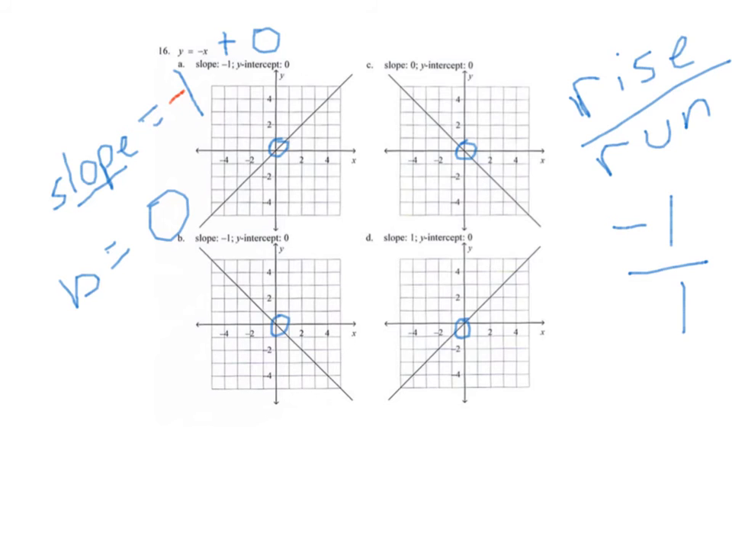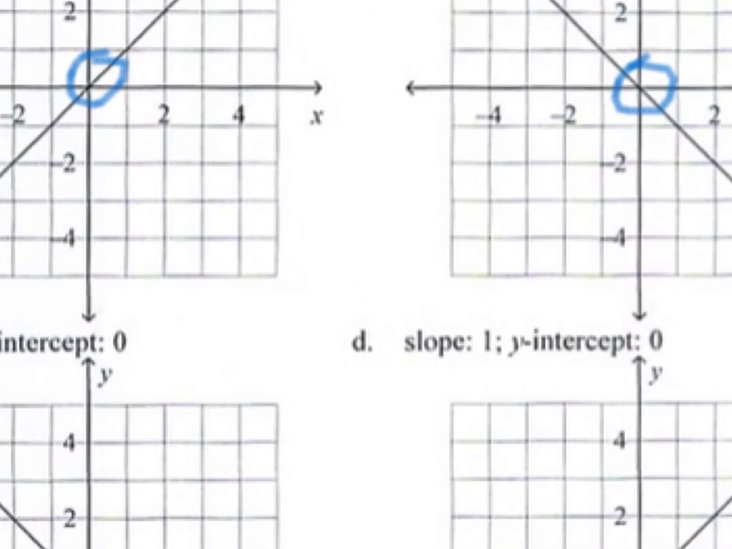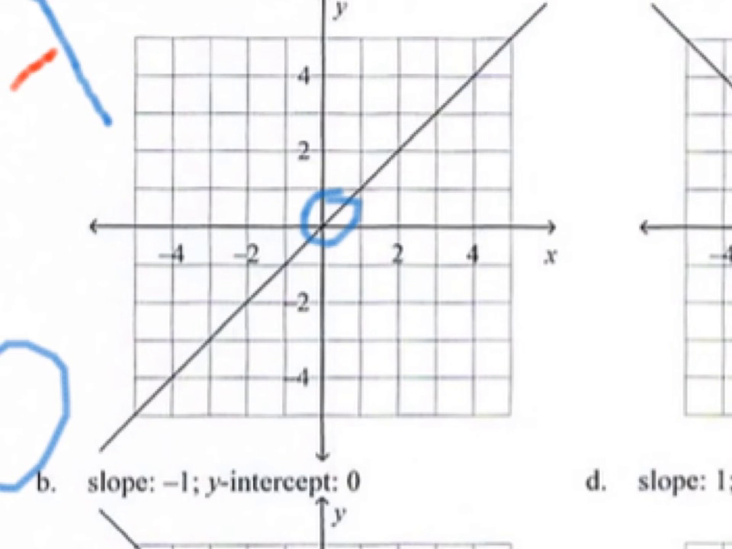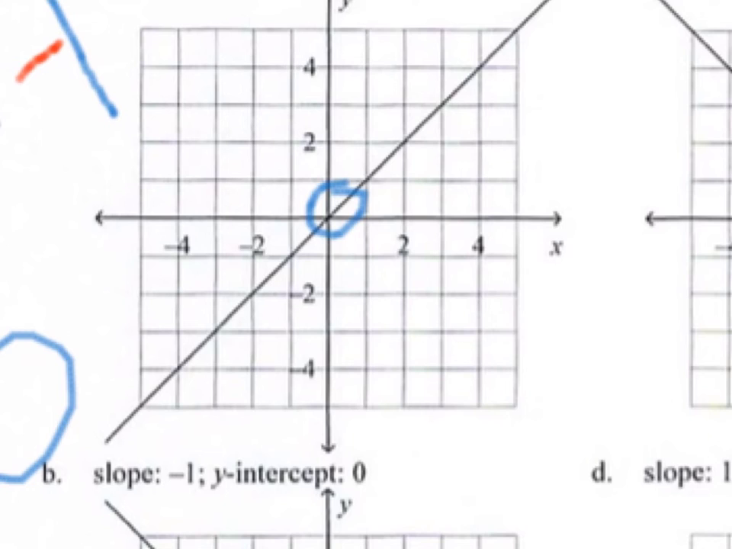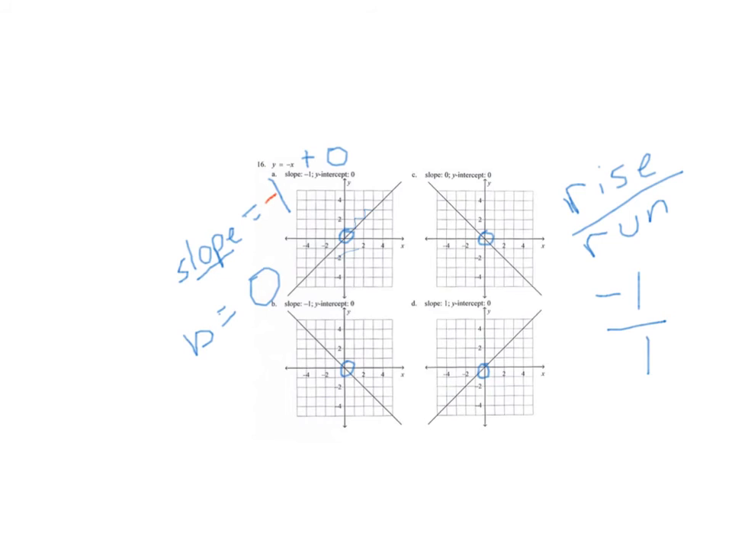So if I look at this one, we're going to zoom in here. This is going up. Whoops, I got to go back to my pen. Up 1 over 1. That's a positive move. So it's not A. I'll just cross it out. Okay, so A doesn't work.